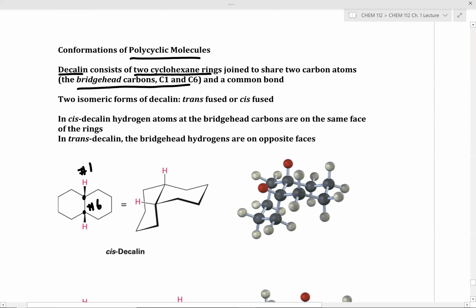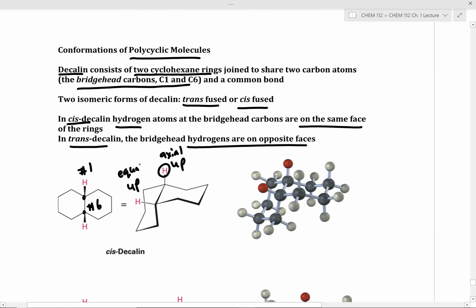Okay, there are 2 isomeric forms of decalin, trans-fused or cis-fused. So in cis-decalin, our hydrogens are on the same face. In trans-decalin, the hydrogens are on opposite faces. Okay, so in this case, both these hydrogens are pointing up. In this first case, this hydrogen is axial pointing up. In the second case, it's equatorial.